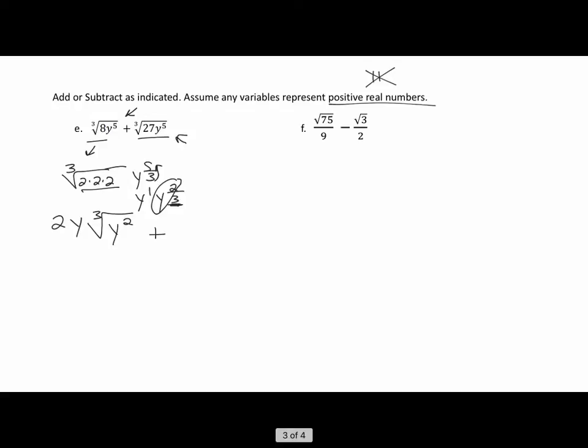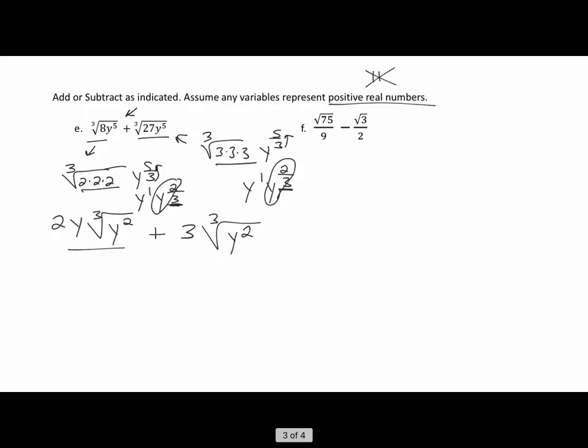The second term, there is a cubed root of 27 because that is 3 times 3 times 3. The cubed root is 3. And then y to the 5th, again, I have to look at that as a rational exponent. 3 goes into 5 one time with 2 left over, 5 minus 3. So that'll be a cubed root, that's the denominator, of y squared left over.